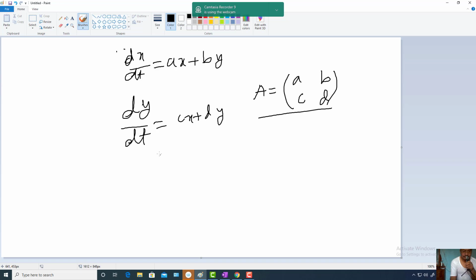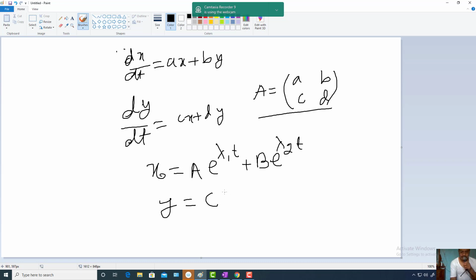The solution is given by, as we talked about yesterday, x equals capital A e to the power lambda 1 t plus capital B e to the power lambda 2 t, where A, B are constants that depend upon the initial condition. Then y equals C e to the power lambda 1 t plus D e to the power lambda 2 t. So if lambda 1 is positive and lambda 2 is also positive, then as t tends to infinity, this quantity tends to infinity, and this quantity is also tending toward infinity.